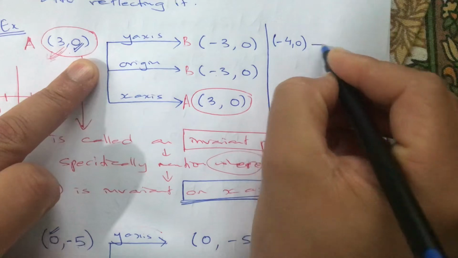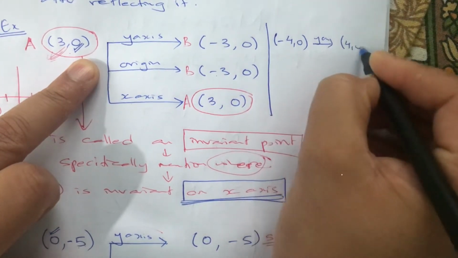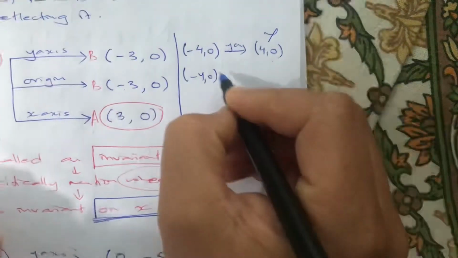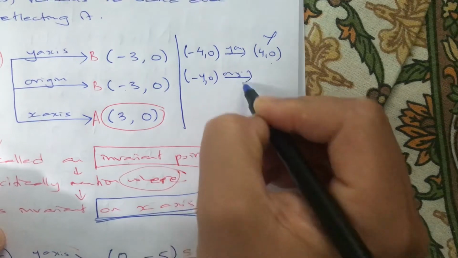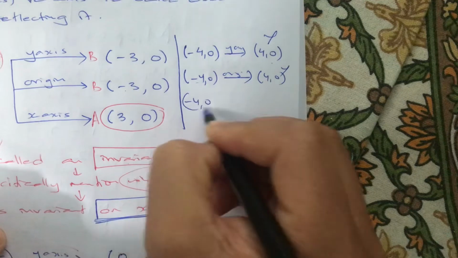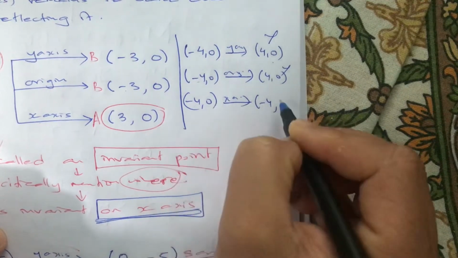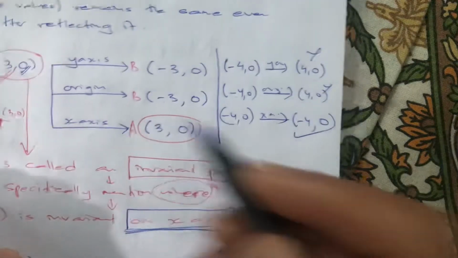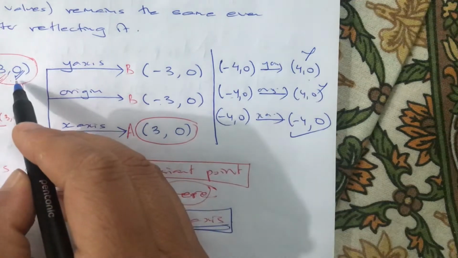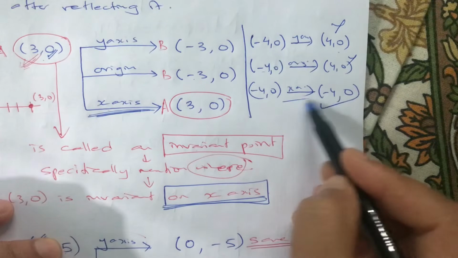Now if I reflect this in the y-axis, what will happen? Y same, x changes, so I'll get (4, 0). So it's not invariant. Now instead of reflecting in the y-axis, I'll take it in the origin. The sign of both changes, so I get (4, 0), again not invariant. But if I take (-4, 0) and reflect it in the x-axis, x same, y changes, 0 becomes 0. So that means, just like before, the y value was 0, and over here also the y value is 0. So it was invariant in the x-axis, and over here also it is invariant in the x-axis.